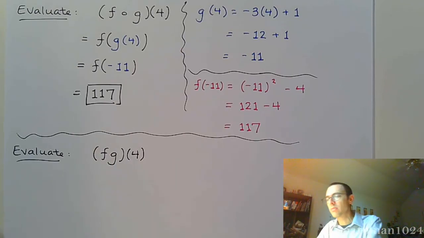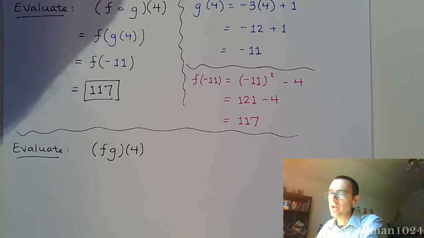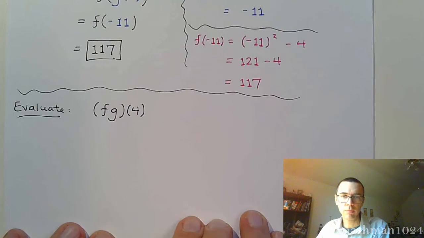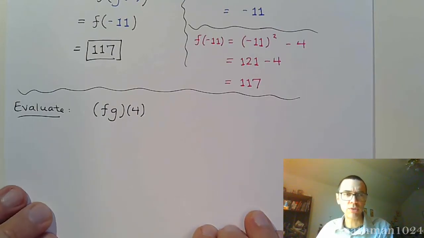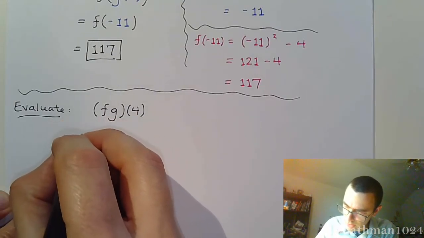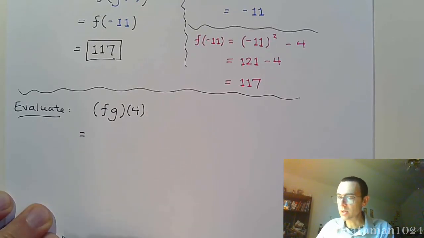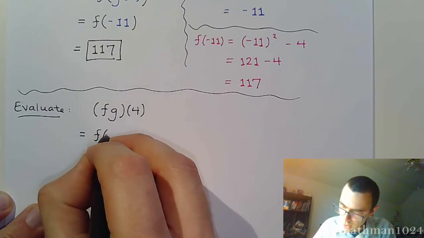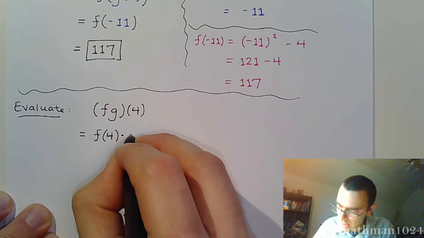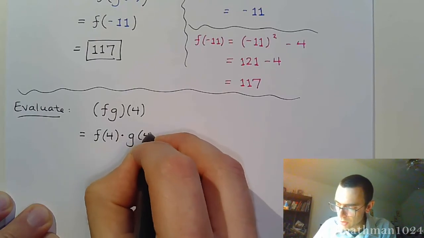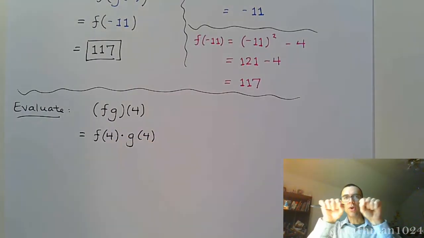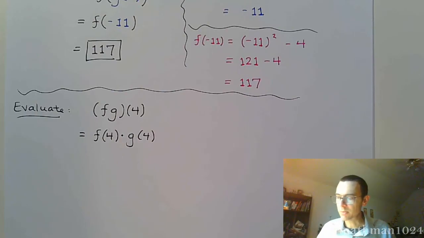So if I write fg of 4, right? So what does fg of 4 mean? This is where it means multiplication, because this is where we have f of 4 times g of 4. When the f and the g are right next to each other, that means multiplication.